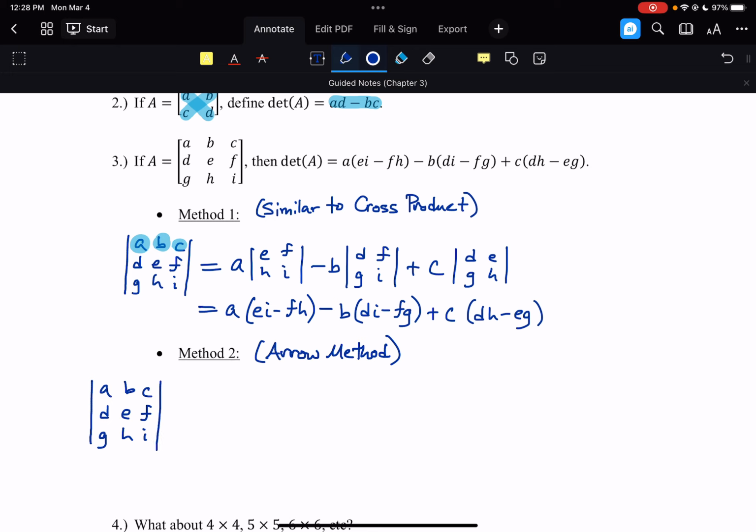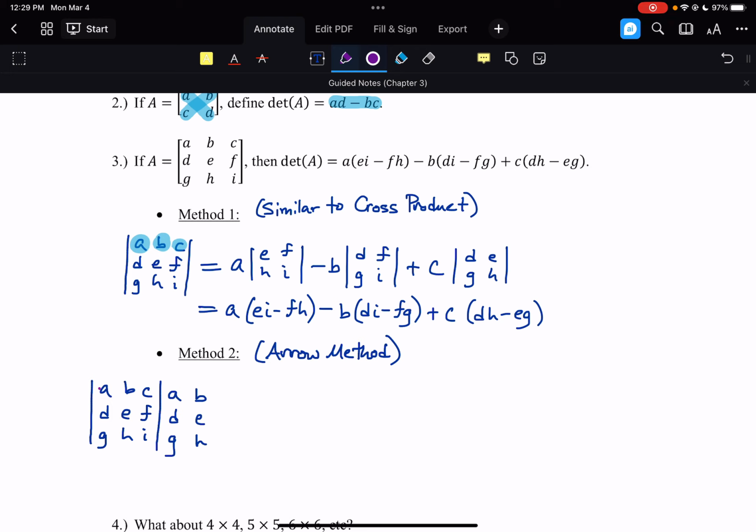Okay, then the next thing that we do is I'm going to replicate these first 2 columns off to the right-hand side of the determinant. So we got ADG again and BEH again. Now, the way that this works is we're going to be drawing some arrows. Those arrows are going to indicate the products that we need to take in order to compute this determinant.